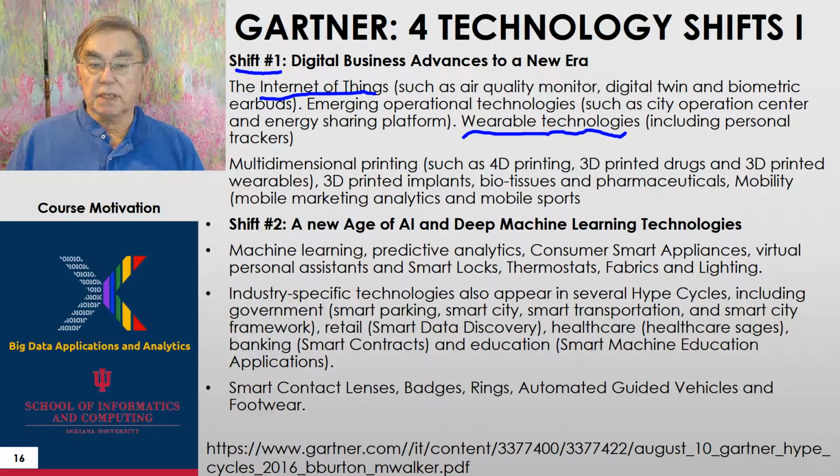We have multidimensional printing becoming mature, which of course, so you have 4D, time-dependent printing, and 3D, and you can print everything from drugs to drones and wearables. And also you can print the implants that allow you to cure your disease when you have to have an organ transplant. Sports obviously are pretty impacted by this.